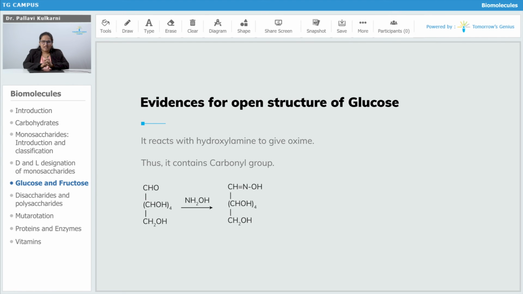After the number of carbon atoms, the next question is, what is the functional group present in glucose? To find it out, we can carry out a few reactions. For example, treatment of glucose with hydroxylamine, that is NH2OH. Whenever glucose is treated with hydroxylamine, it gives an oxime. The formation of oxime proves the presence of a carbonyl group.